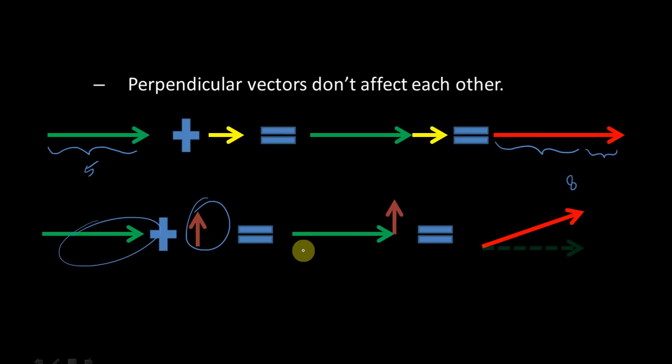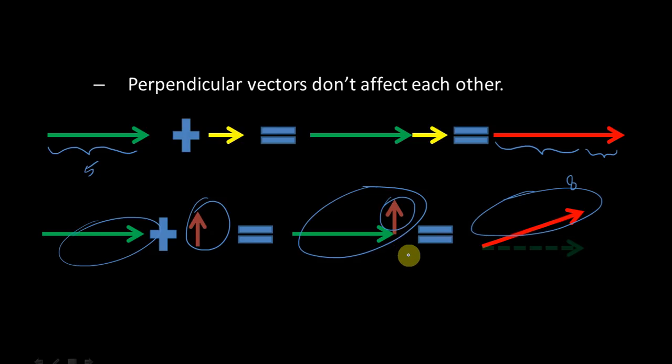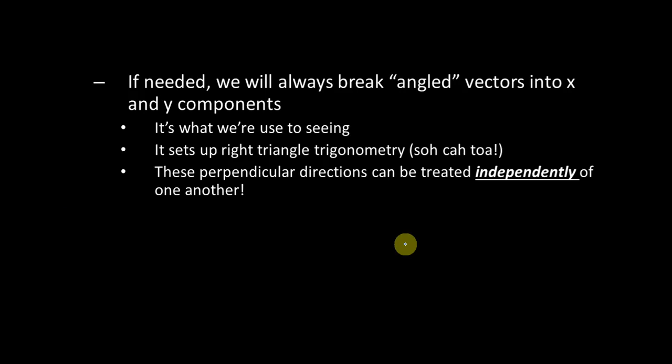Okay, that's true for any type of vectors we're adding up. If they're perpendicular to each other, even though we can add them, even though we can say they're equivalent, this is still equivalent to this one. We did not fundamentally change the original vector that we had. Nor did this green one change this maroon, this purplish one. They stayed their original size. So, if needed, any vector that's at a weird angle, not simply to the left or right and not simply up or down, we're going to break into x and y components.